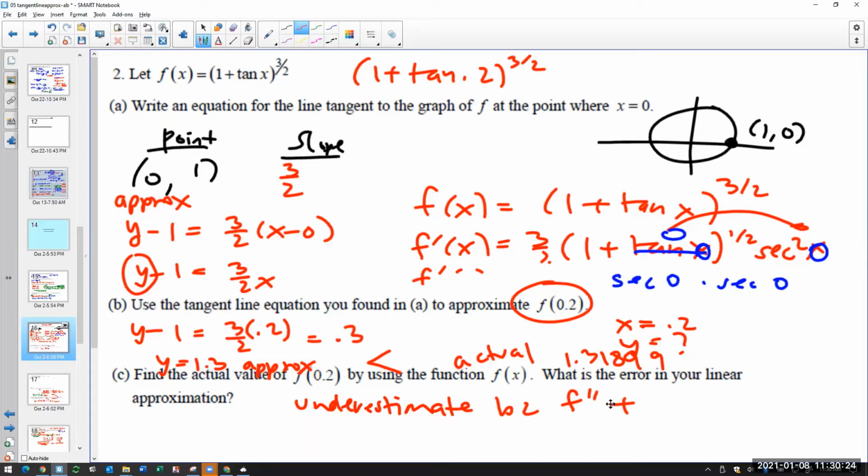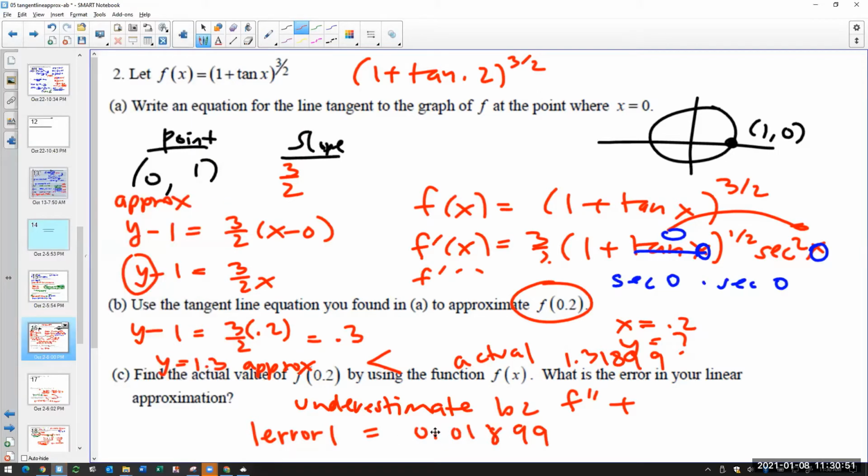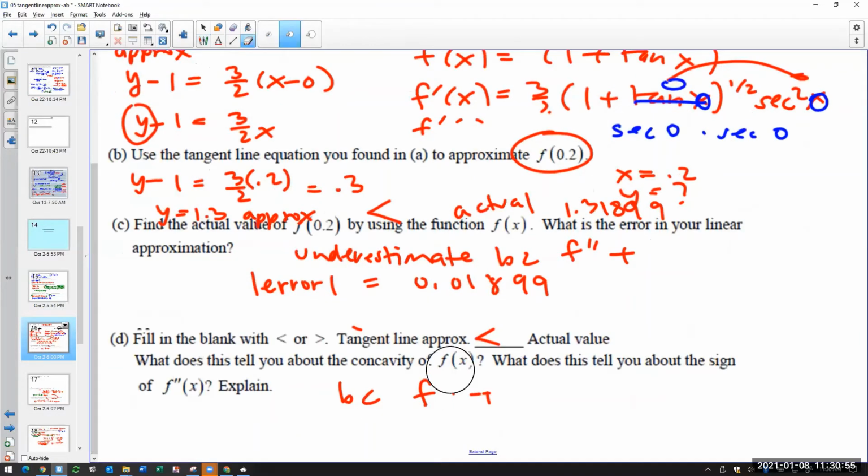The real question is, what is the error? You need to know how to calculate error. You just subtract these two numbers. So I have 1.3189, and I'm going to subtract 1.3, and then you just put your error. Error is equal to 0.01899. You really only have to go 3 decimal places unless they say otherwise. I'll be specific on the test about how many decimal places I want you to go.